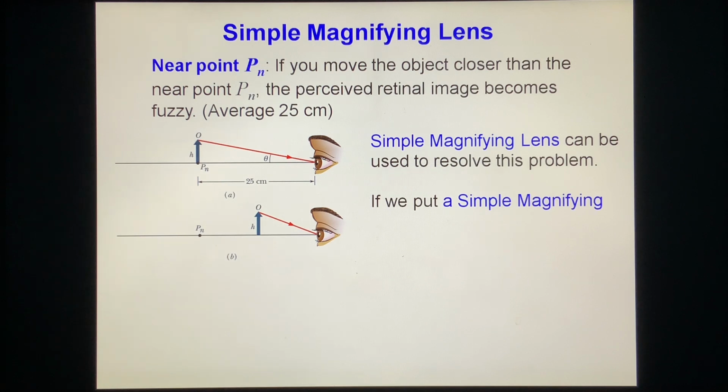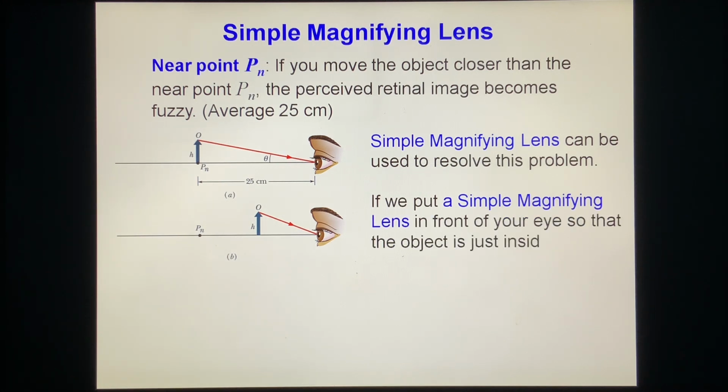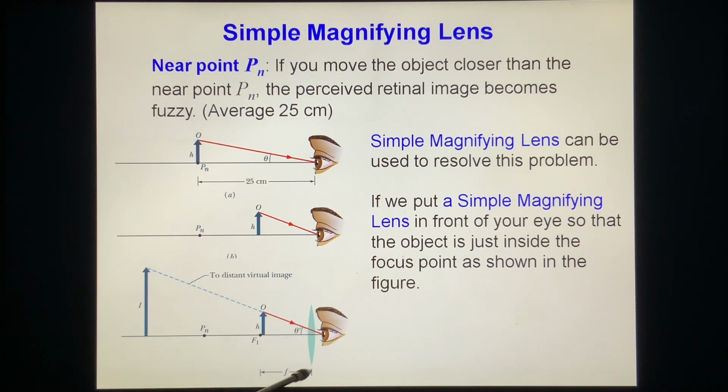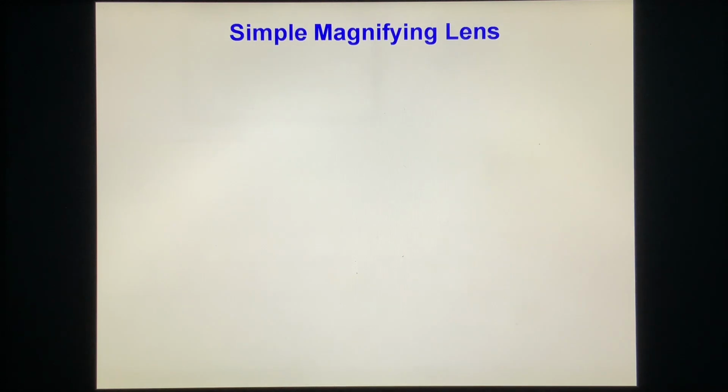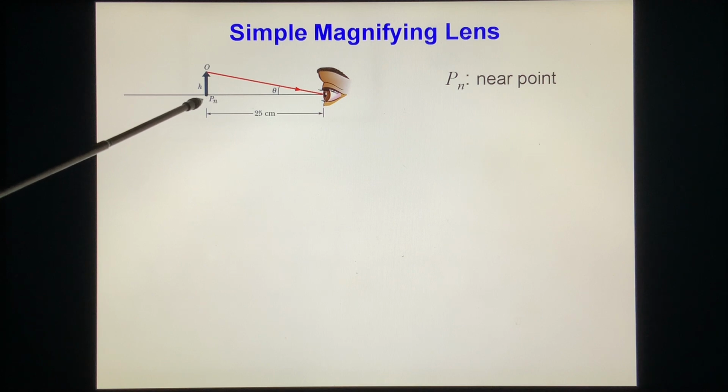If we put a simple magnifying lens in front of your eye so that the object is just inside the focal point as shown in the figure. You put this lens so that the object is just inside the focal length. The image produced by the lens is then far enough to be seen by your eye. This is the near point PN.